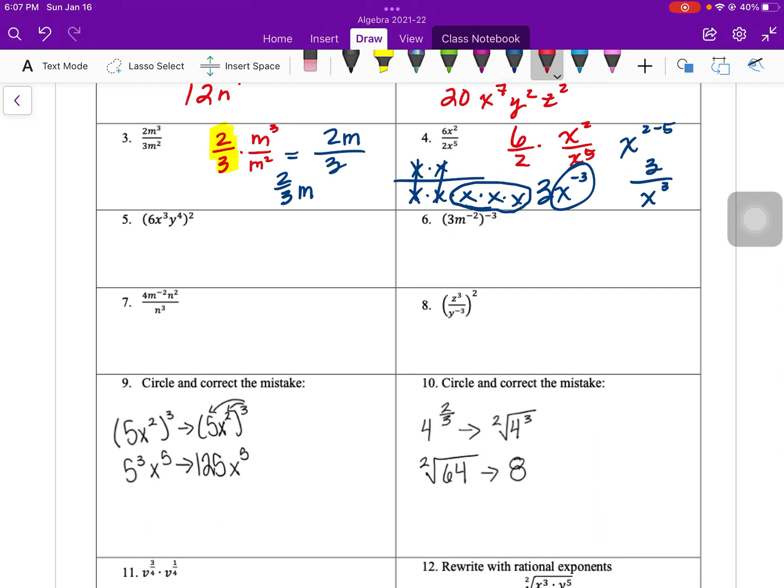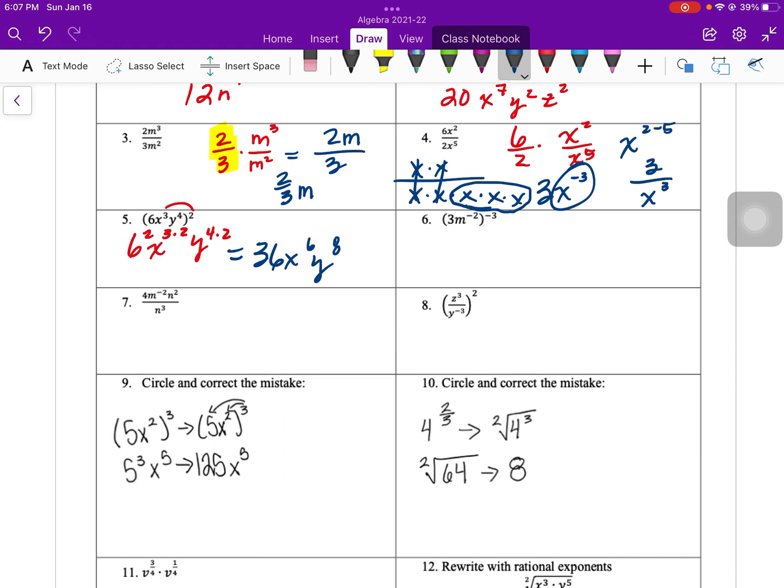Number 5, you are raising a product to a power, so that exponent gets distributed to all of those factors on the inside. Remember, when you raise a power to a power, you multiply exponents. So x to the 3 times 2 and y to the 4 times 2. So let's simplify all of that, and that leaves us with 36, x to the 6th power, y to the 8th power.